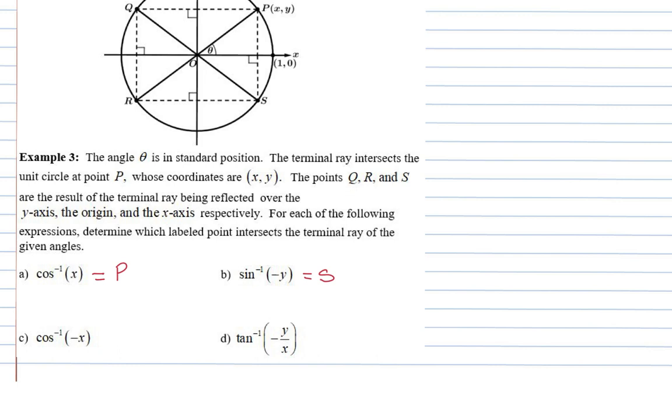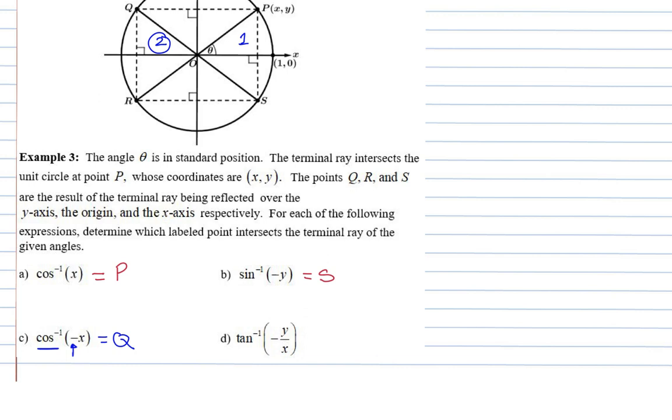Okay, so if you actually worked it out, again, we're talking about cosine, and cosine is located in the first or second quadrant. Since it's a negative x, we know it's going to be in the second quadrant. That means it's going to be Q.